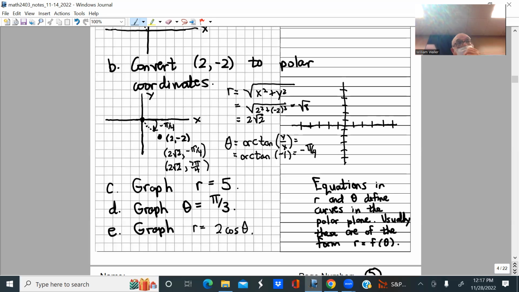That doesn't happen in rectangular coordinates. Representations in rectangular coordinates are unique. You have one set of coordinates for each point, but in polar coordinates, you have multiple sets of coordinates for the same point. Of course, that's just the nature of angles, right?